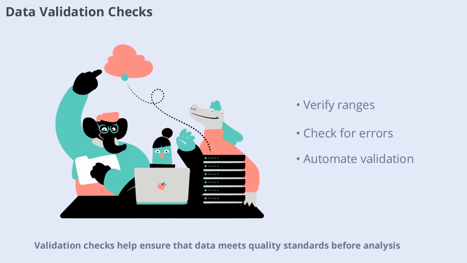Validation checks help ensure that data meets quality standards before analysis. These checks can include verifying ranges, checking for missing or duplicate values, and confirming that formats are correct. Automated validation scripts can save time and catch errors early in the process.